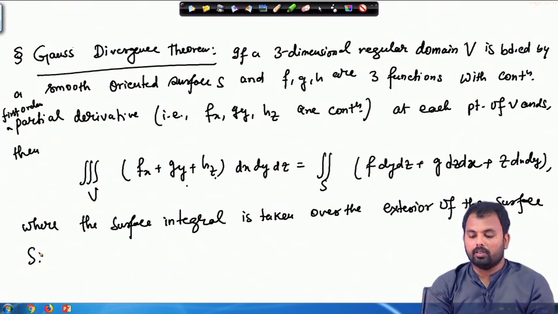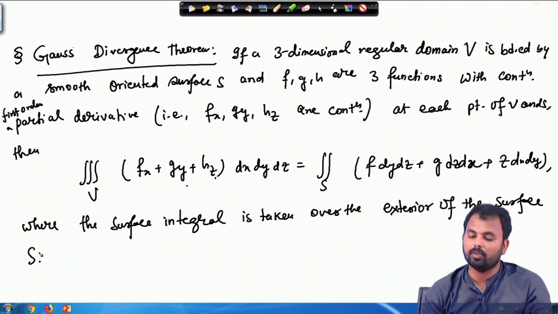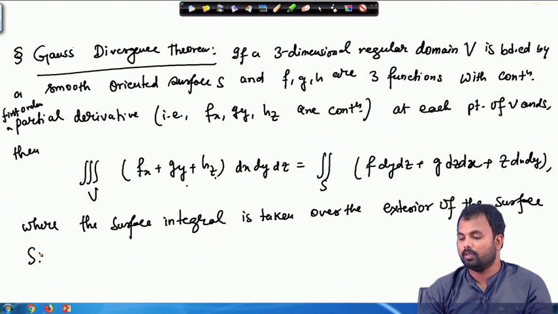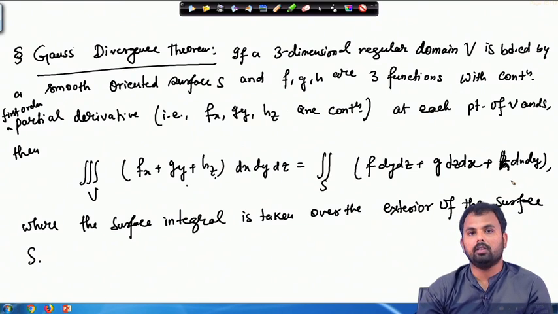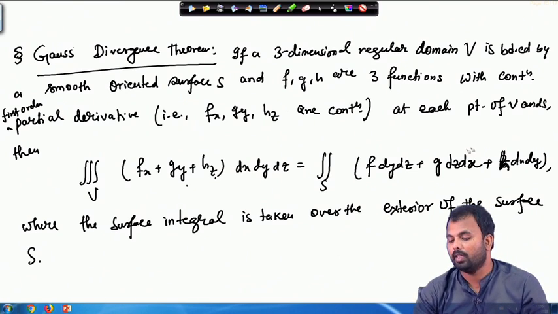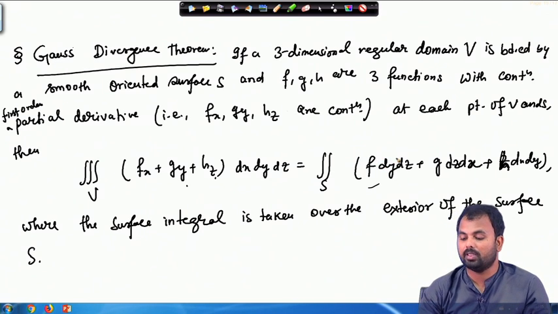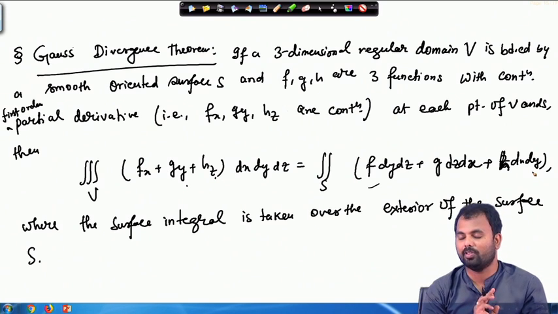This Gauss divergence theorem basically gives you a tool that can help you transform a surface integral into a volume integral. We have to make sure that these functions f, g and h have continuous partial derivatives. Just by looking at them, you can understand whether they have continuous partial derivatives or not.